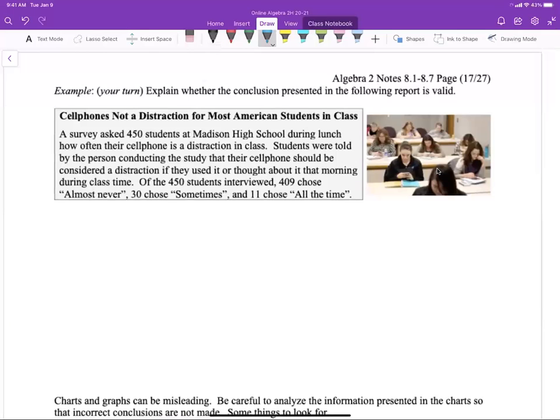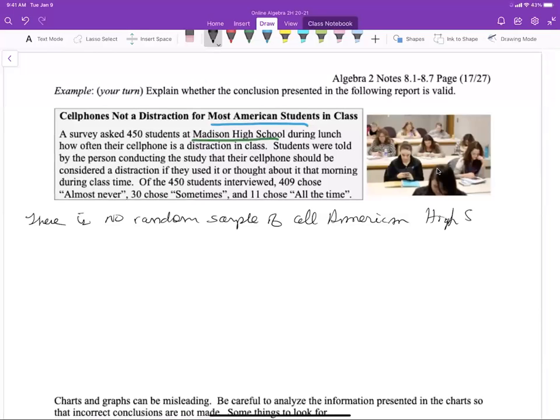First off, the claim is made about most American students. The students that were asked were only at Madison High School. So we didn't take a random sample of American students. So there is no random sample of all American high school, of all American students, we'll say.